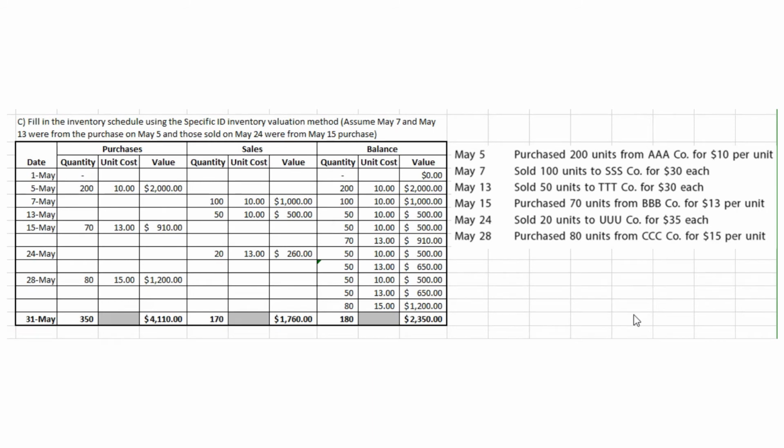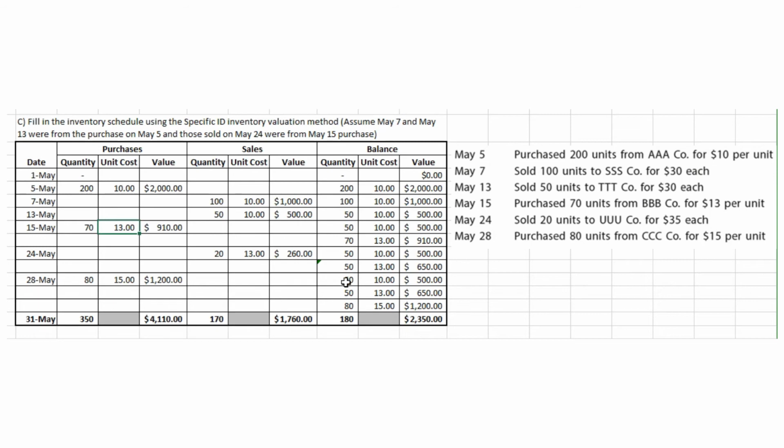So under specific identification, we're told to assume that the May 7th and May 13th transactions were the purchase from May 5th, and the sale on May 24th was from the May 15th purchase. So you'll notice a lot of similarities to the earlier parts. However, for May 7th and 13th, our costs would come from our original purchase on May 5th, and our items from May 24th, being the 20 items, were from May 15th, so our cost here was $13 for our sales cost of $13 each.